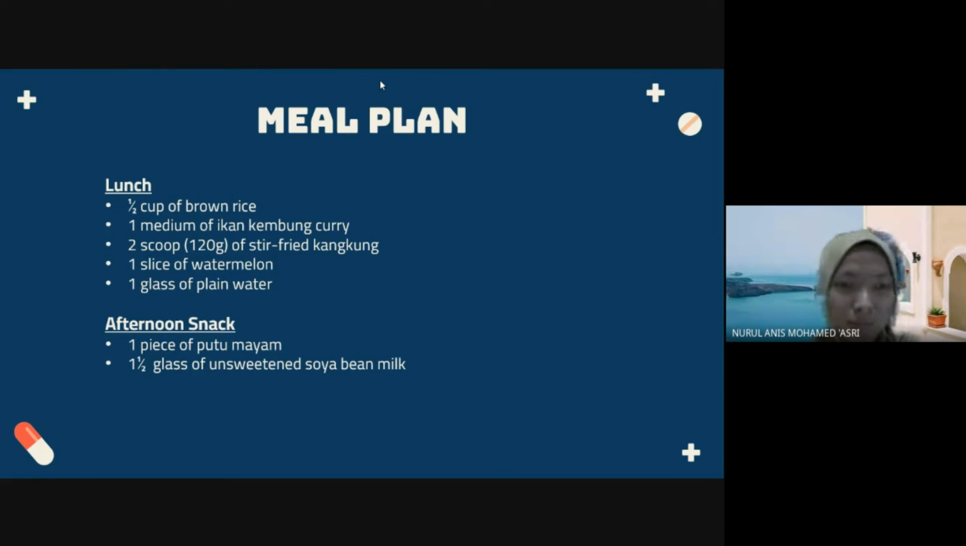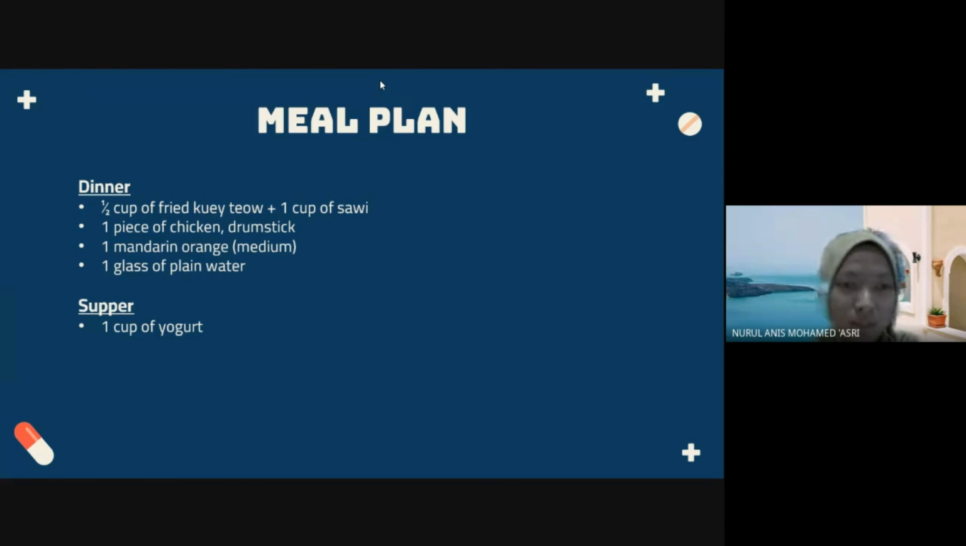Next, for dinner, half cup of fried kway teow plus half cup of sawi, 1 piece of drumstick chicken, 1 medium mandarin orange, and 1 glass of plain water. And for supper is only 1 cup of yogurt. Next.